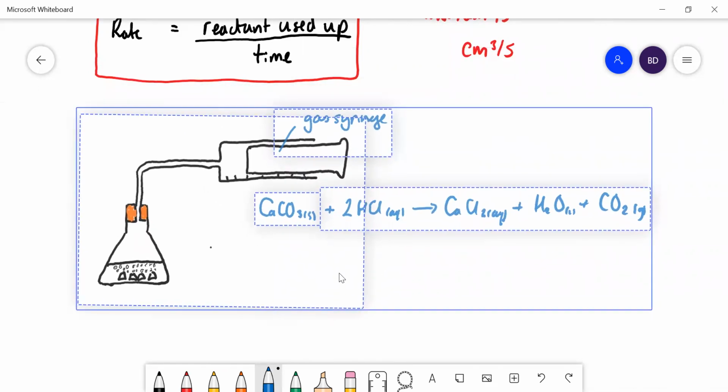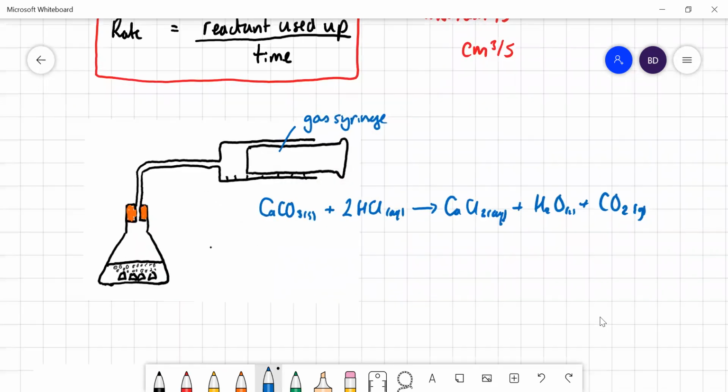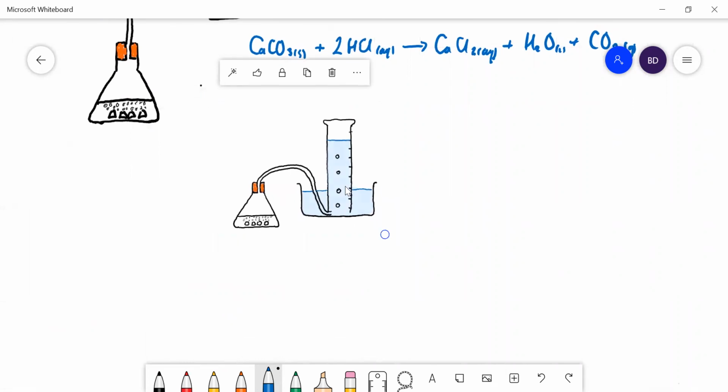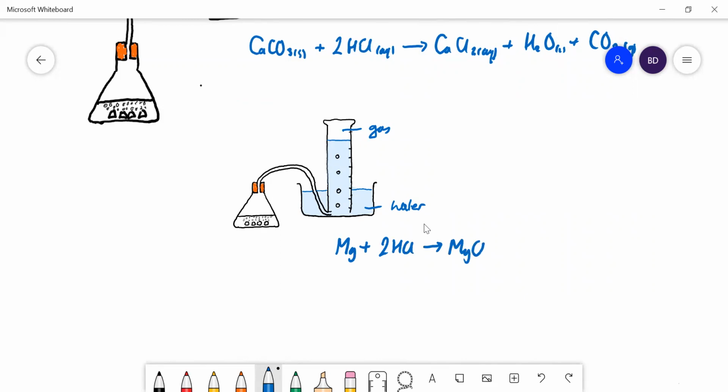Another way of doing that, if you didn't have a gas syringe, is you can just use this sort of setup here, where you've got a measuring cylinder turned upside down with water in it, and you fill up the measuring cylinder with water, and the gas produced bubbles up, goes to the top here, and you measure the volume of gas being produced. You could do that with another reaction, so for example magnesium plus hydrochloric acid gives you magnesium chloride solution, and you get hydrogen gas produced as well. So you can measure the volume of hydrogen gas.